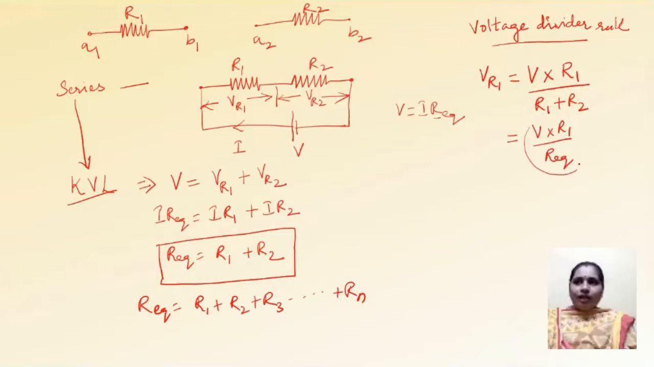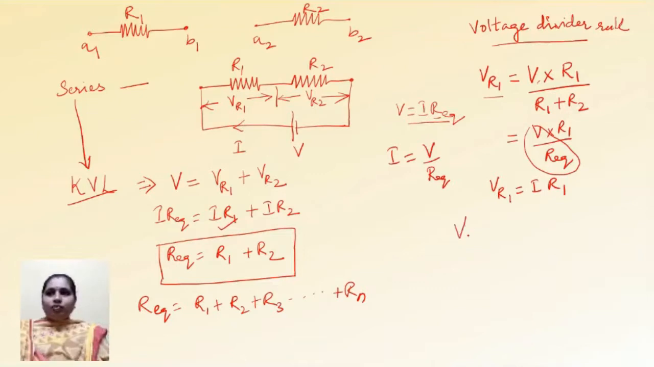Now what is V by R equivalent? From this formula you can see it is I, the current flowing through the circuit. So VR1 is nothing but I into R1. This is how we have got this formula. If you know the total voltage and the resistor values, then you can find the voltage drop in any resistor. Similarly, VR2 is total voltage into same branch resistance divided by total resistance, so it will be equal to I into R2.